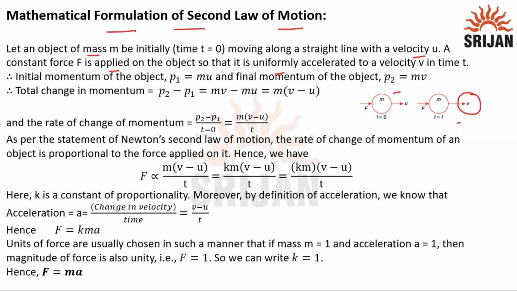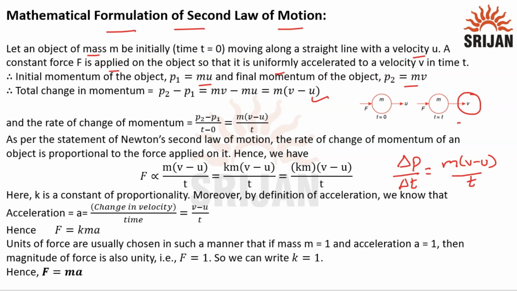So what is the initial momentum here? The initial momentum is m multiplied by u, and the final is m multiplied by v. The change in momentum is p2 minus p1, which is m(v minus u), as you can see here. So this is the change in momentum. Now the rate of change in momentum is delta p divided by delta t, which is m(v minus u) divided by t.